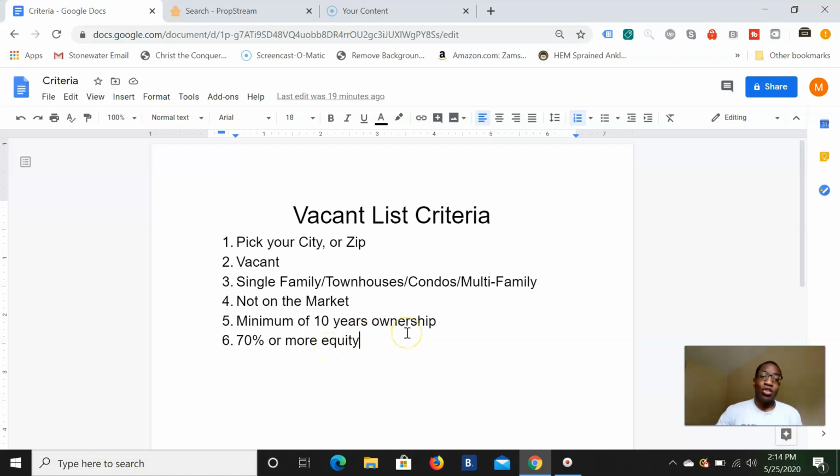So equity is very important also. Equity just deals with how much is left on the property if a property has a mortgage. So if they bought the property and their mortgage was 100 grand, and they own the property over 10 or 15 years and they only owe $30,000 left on the property, then their equity is 70% or more, if that makes sense. So they already paid $70,000 from that $100,000 mortgage, because 70,000 is 70% of 100,000.